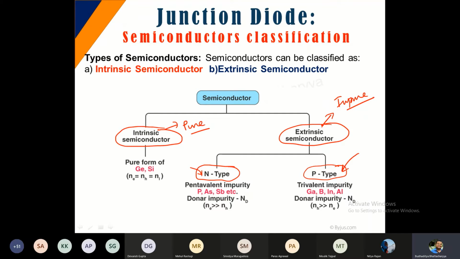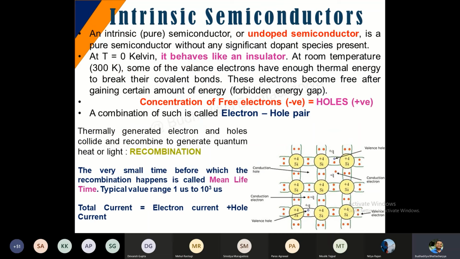And P-type is basically called the holes, where the holes are the majority carriers. We'll see that one by one. So this is the basic classification. I'll come to each and every detail.